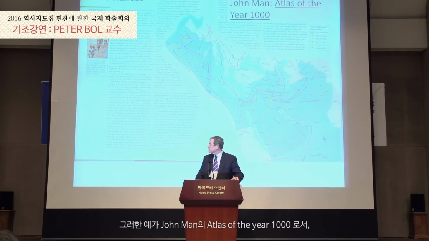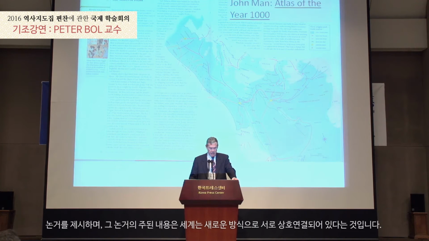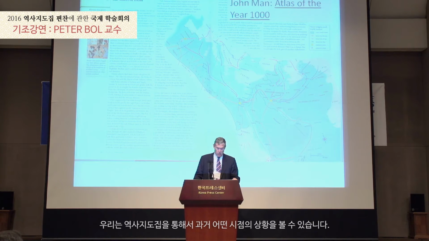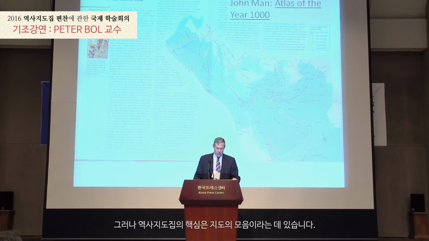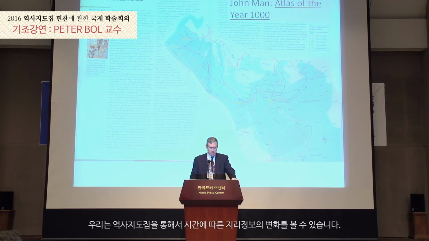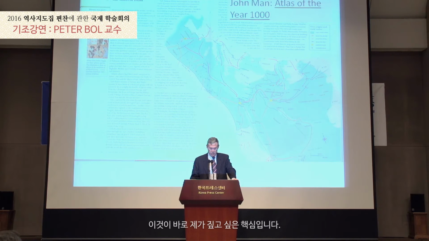John Mann's Atlas of the Year 1000, for example, is an atlas with an argument that around then the major parts of the old world became interconnected in new ways. We can use a historical atlas to see the situation at a moment in the past, but the point of a historical atlas is that it is a collection of maps. We can use that collection to see changes in geographic information over time. This is a point I want to dwell on.